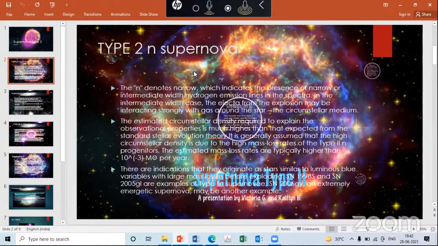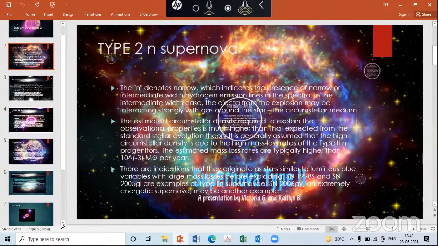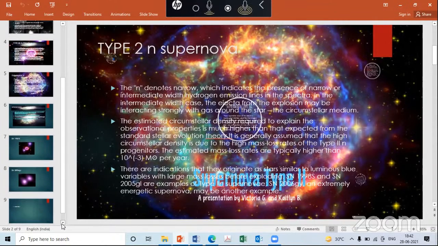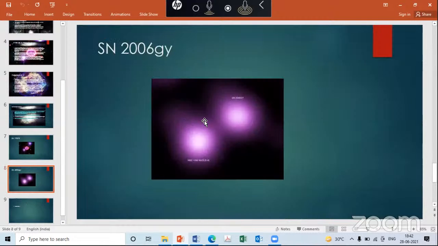Examples of type 2N supernova are SN 1998S and SN 2005GL, and the energetic supernova can be SN 2006GY. Now let me show you the picture of one of the type 2N supernovae. Guys, this is a picture of Supernova 2006GY.